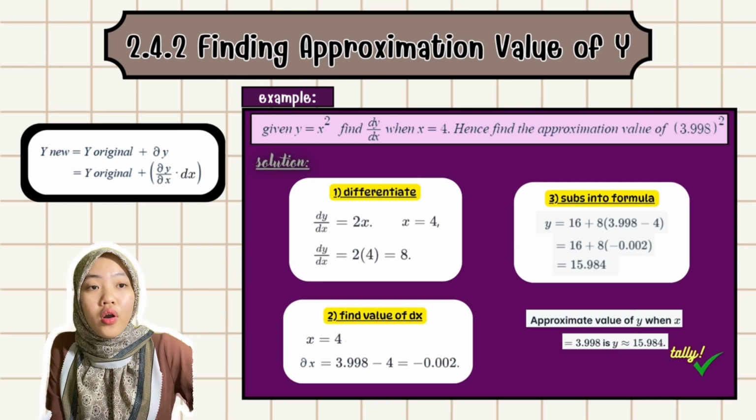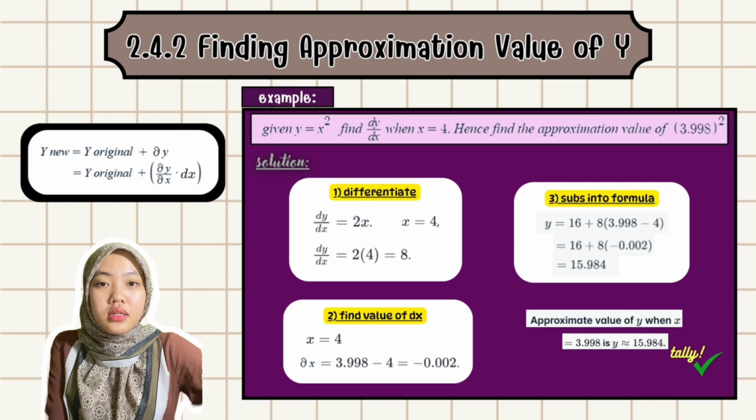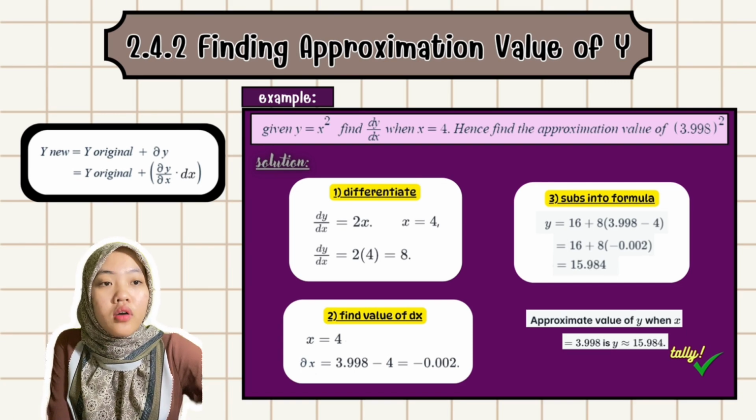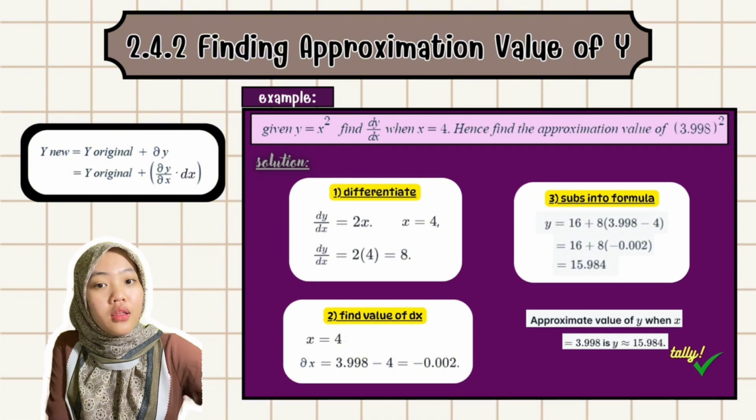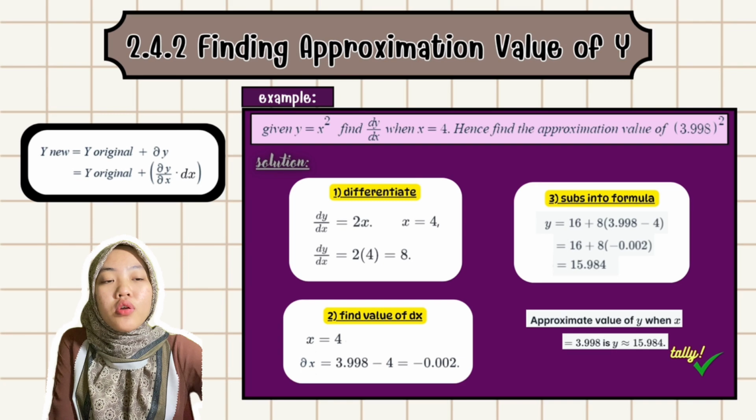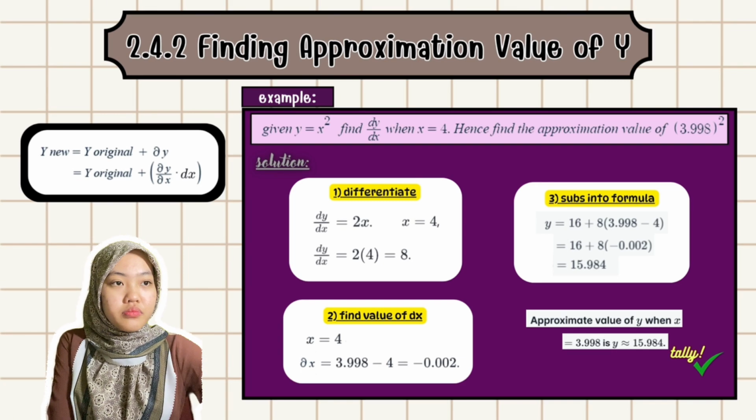So 2 times 4 is equal to 8. Next, the second step is to find the value of delta x. As we all know, the value of x given in the question is equal to 4. So in order to know the value of delta x, we need to do 3.998 minus 4, and then we will get delta x, which is negative 0.002.